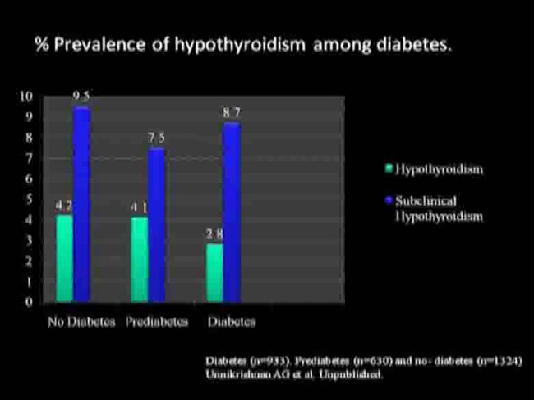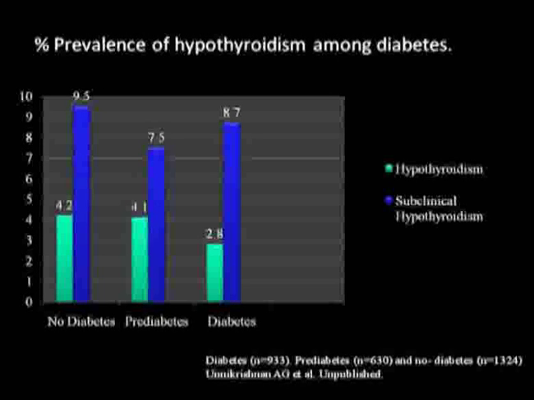This is unpublished data, but on a good number of subjects. We had 933 subjects with diabetes, 630 with pre-diabetes, and 1,324 subjects without diabetes, from 8 cities of India. So it is, at least to some extent, a nationally representative study. The green skyscrapers represent overt hypothyroidism, and the blue ones represent subclinical hypothyroidism.